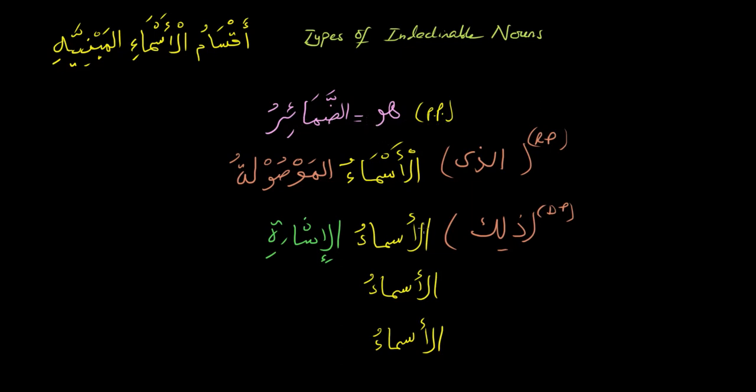And there's asma al-mawsula, like هو الذي. So أسماء الموصولة, الذي, the relative pronouns, are like the relative of the dhamair. Then the demonstrative pronouns, الأسماء الإشارة, they show. Let me put color coding correctly here. أسماء الإشارة.